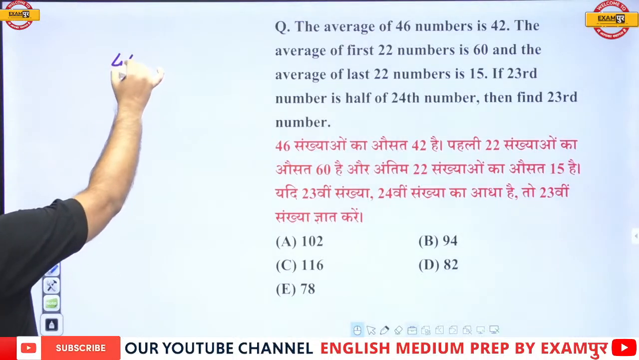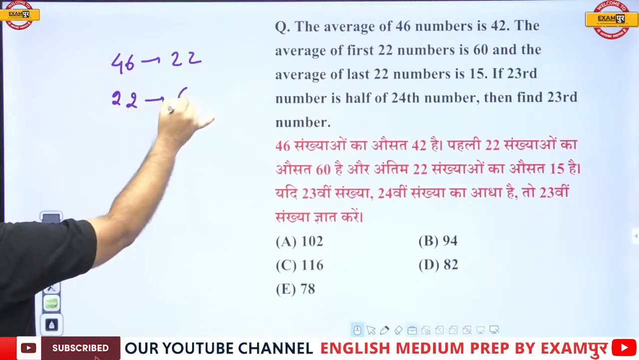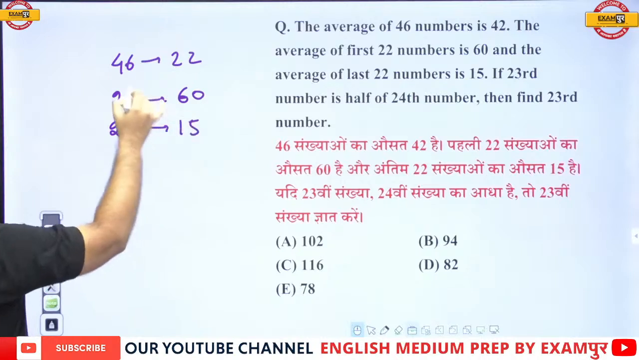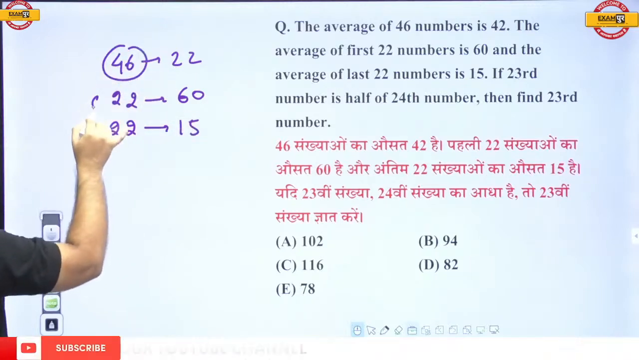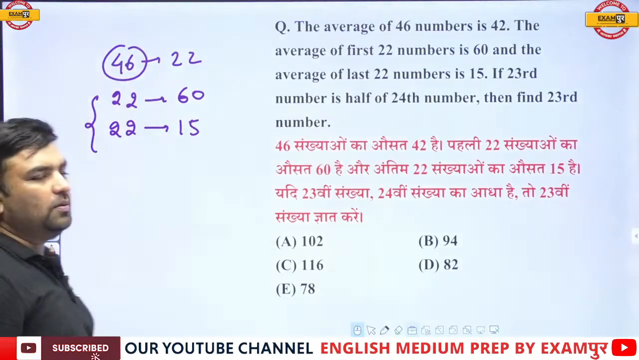Average of 46 numbers is 22. Average of first 22 numbers is 60. Average of then again 22 numbers is 15. Total were 46. Here only 44 numbers.